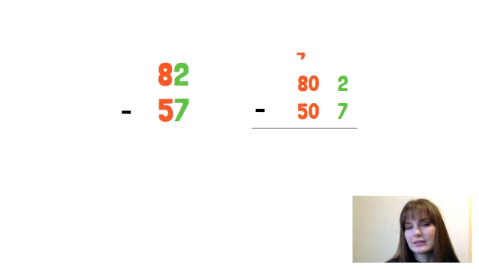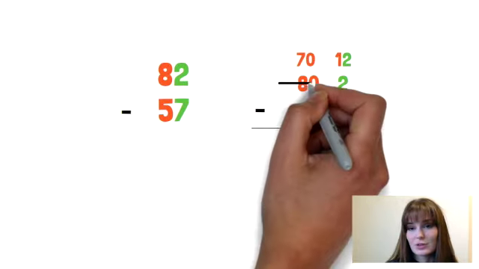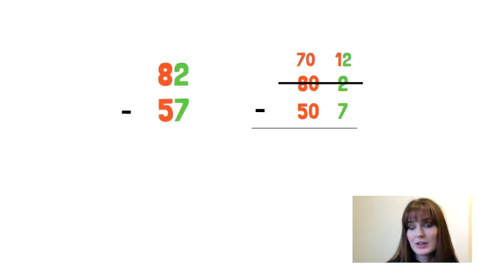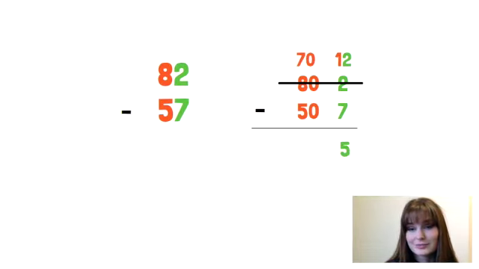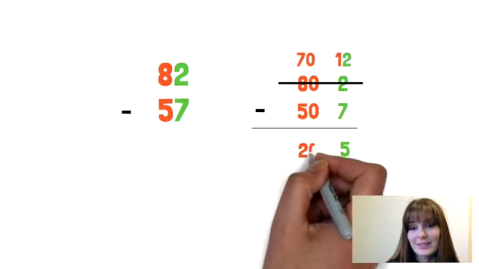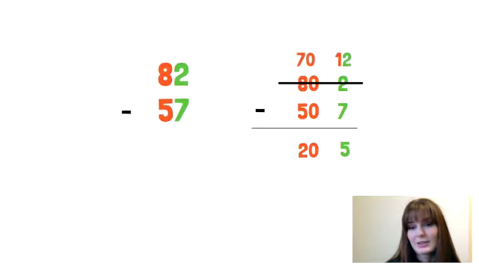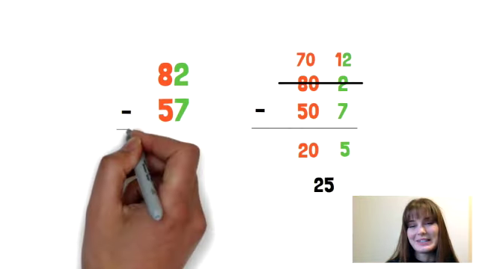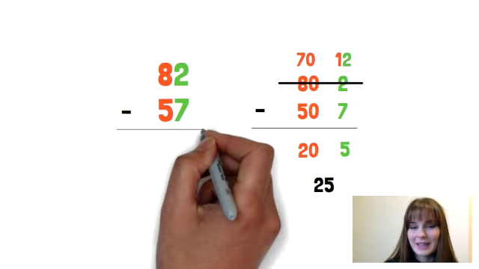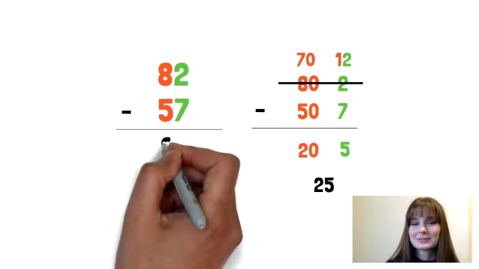So how do I fix that? I have to take a 10 from the tens column. So I'm making 70 and 12, and I'm just going to cross out 80 and 2 because I'm not doing that anymore. So now I can do 12 take away 7, which is 5. And I'm doing the new equation, which is 70 take away 50, which is 20. So put my number back together, I have 25. So 82 take away 57 is 25.